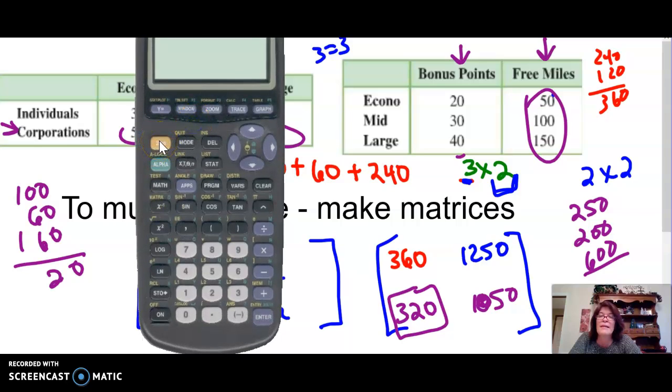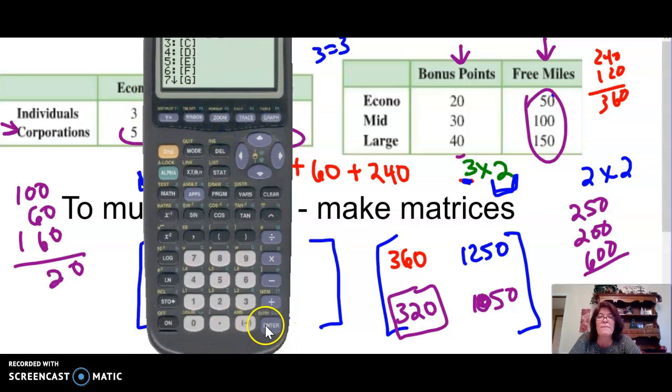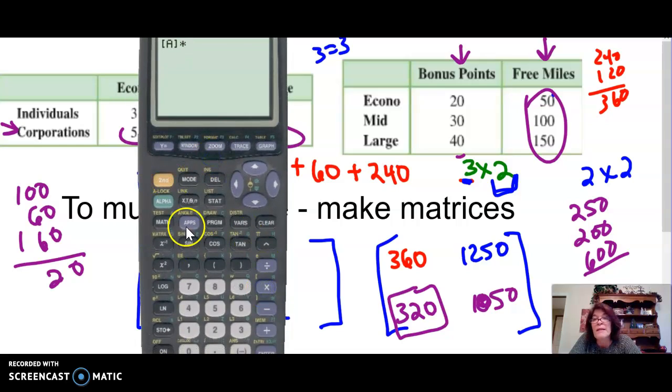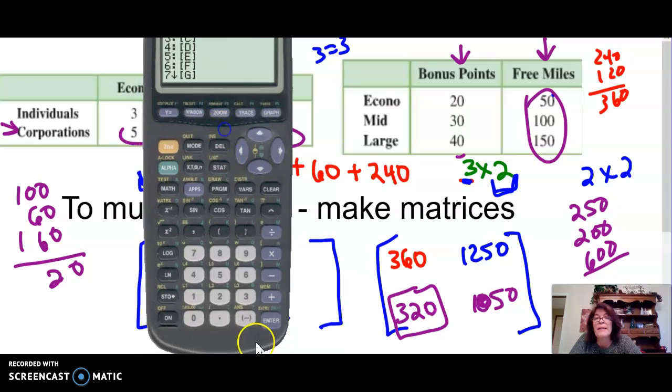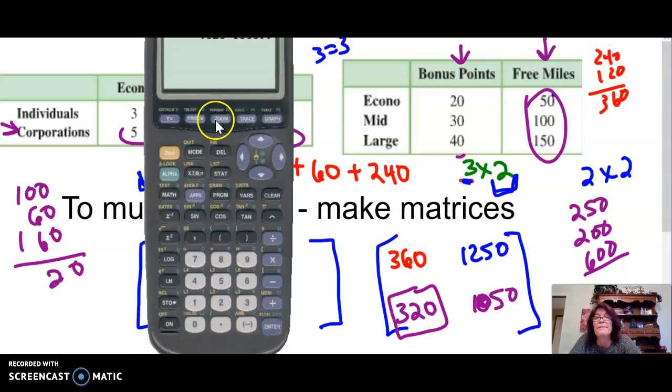Okay, so now I'm going to take my matrix, hit second matrix. Notice I had A is a 2 by 3, B is a 3 by 2. Those are the two matrices that I entered. I'm going to take matrix A, so I'm just going to hit enter. Then you see that matrix A is right there, times. And I hit second matrix, and I scroll down to B, okay? A times B, all right? And then I hit enter. And there it is.